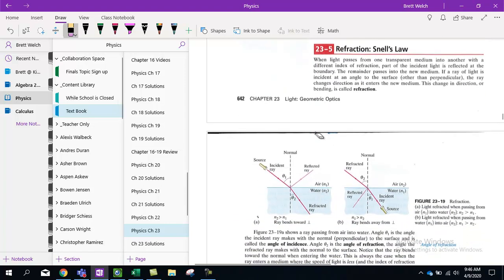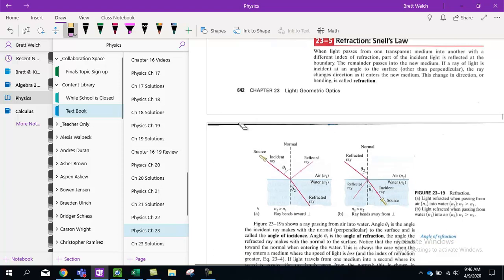Then we have Snell's law. And this is the law of light refraction. This is what happens when you put a pencil into water inside of a glass jar and you notice the pencil looks bent. The reason that's happening is because the light is changing speeds. And as it changes speeds, it is bent or refracted.